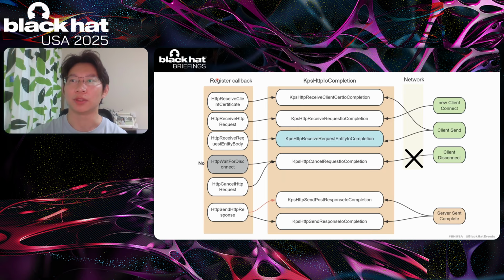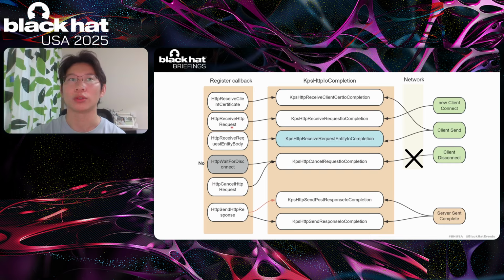Here are three columns of content. The first column lists the HTTP APIs used in the server. The second column shows the callback functions the server invokes after events registered by the HTTP APIs occur. The third column displays the events that trigger these callbacks. As you can see, this is an asynchronous callback-based HTTP architecture.